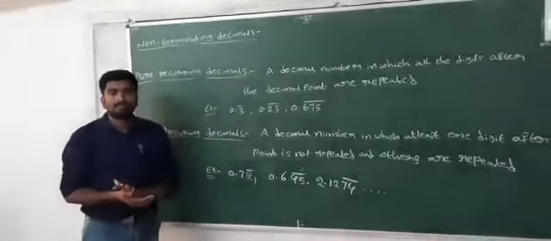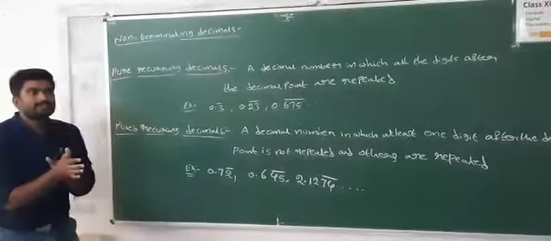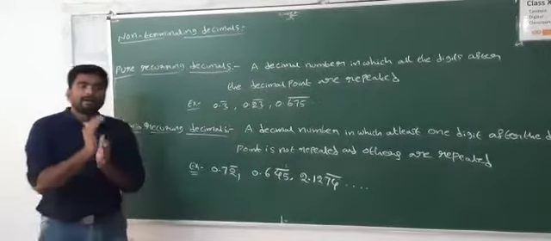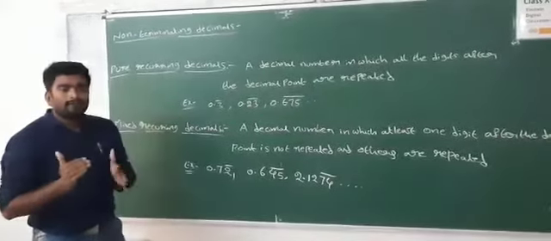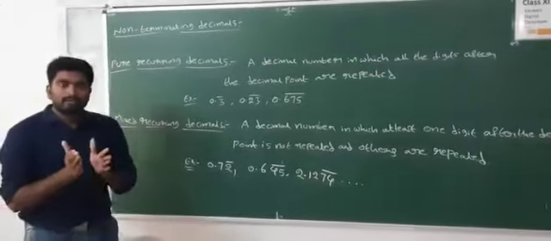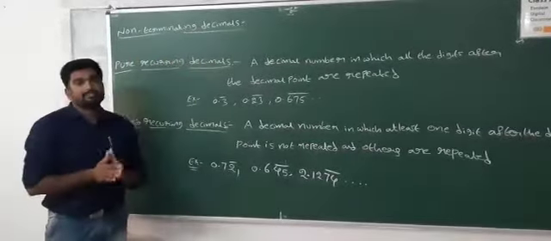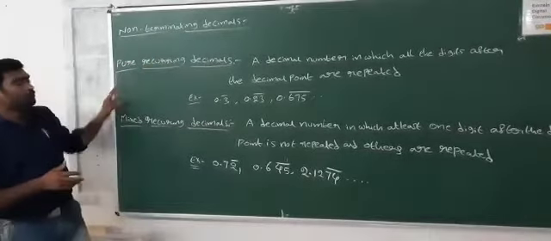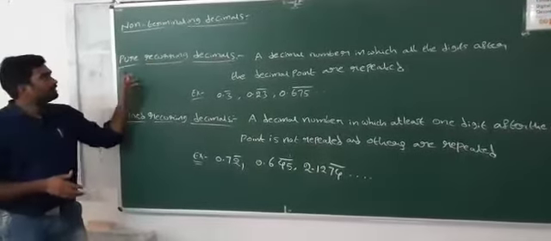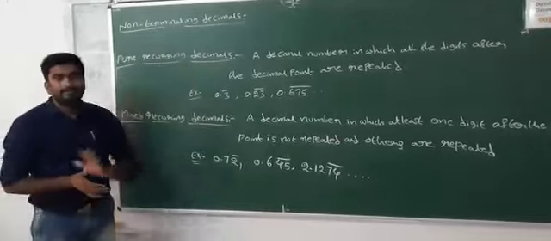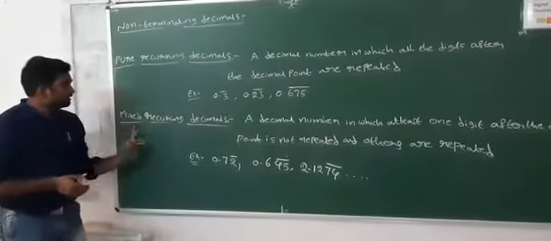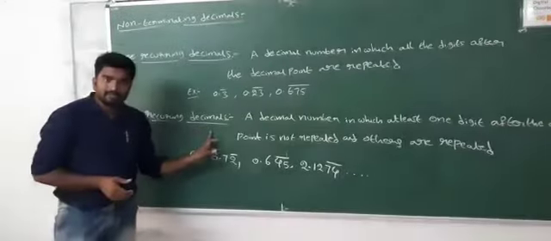Non-terminating decimals. Non-terminating decimals means the remainder never becomes zero. That type of decimals is called non-terminating decimals. Non-terminating decimals are of two types. The first one is pure recurring decimals. The second one is mixed recurring decimals.